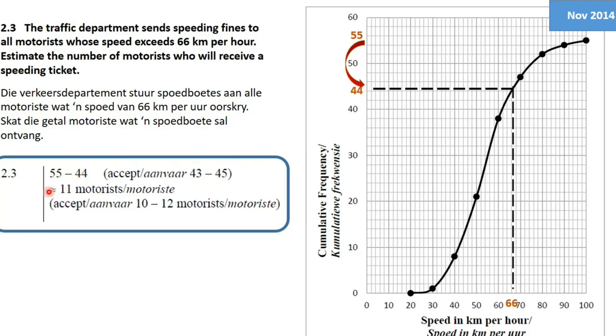Can you see this little sign, which means approximate? So look here, this is what the memo actually said in 2014. If you said 10, you would get the mark. If you said 11, you would get the mark. If you said 12, you would get the mark. Because it could have been 43, you know, it could have been 45 there. And then the same with that one.